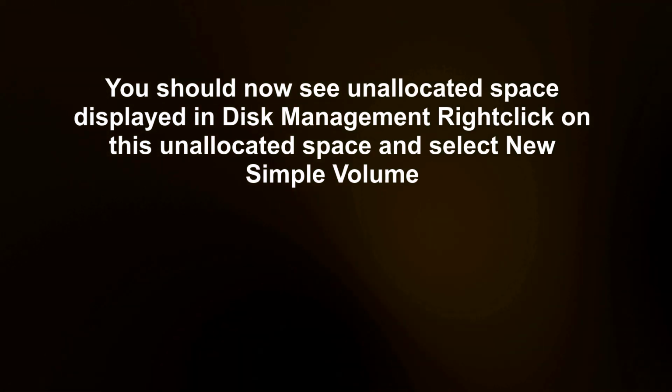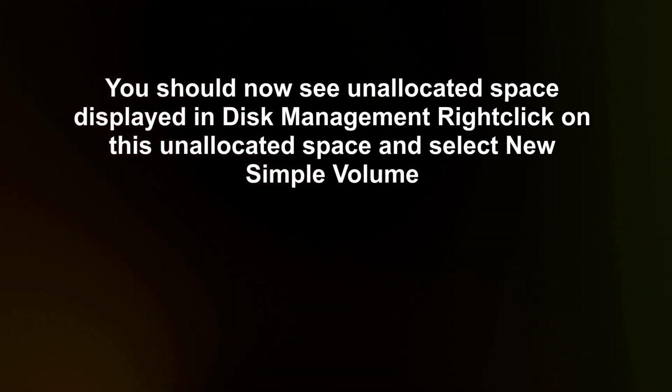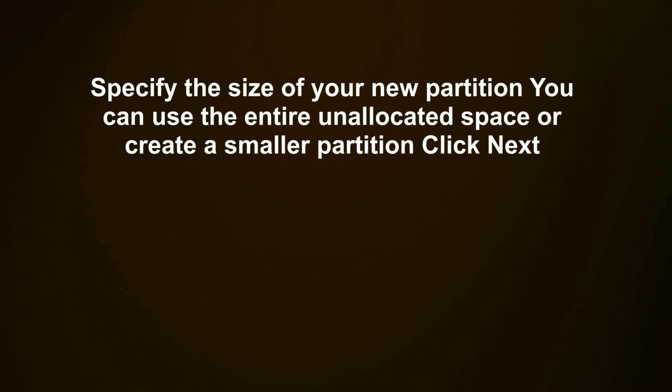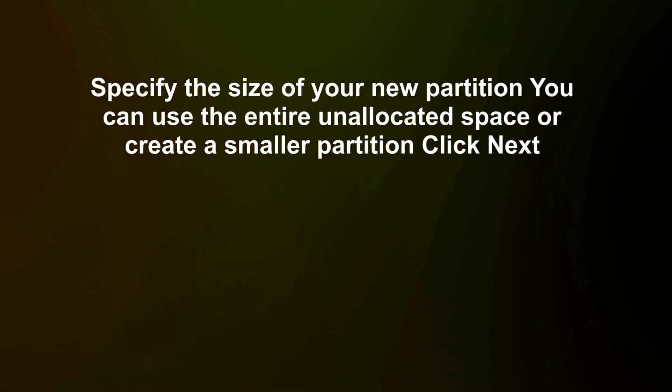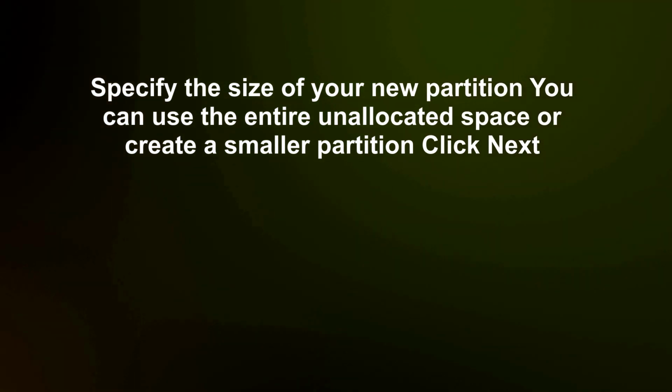Right-click on this unallocated space and select New Simple Volume. This will launch the New Simple Volume wizard. Click Next to proceed. Specify the size of your new partition. You can use the entire unallocated space or create a smaller partition.